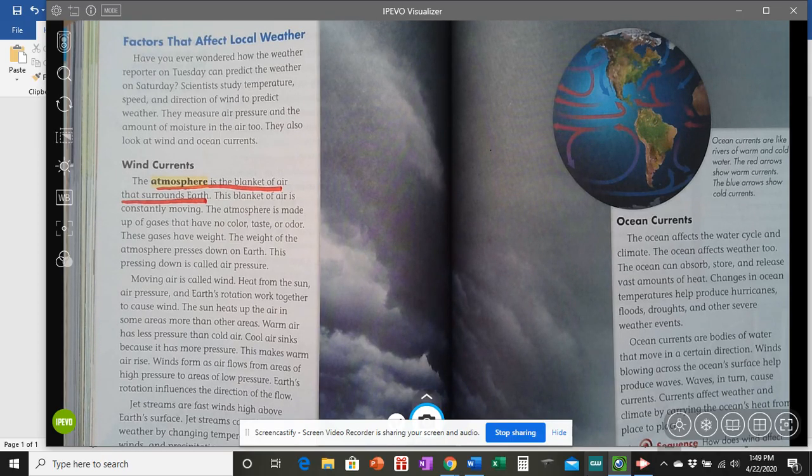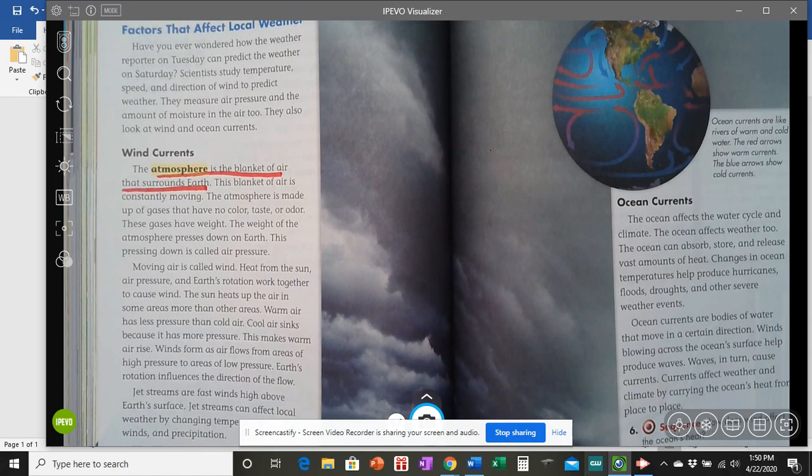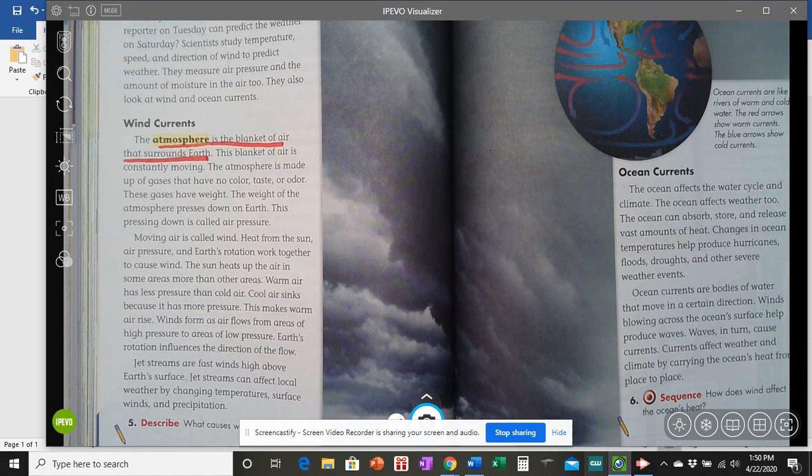Moving air is called wind. Heat from the sun, air pressure, and Earth's rotation work together to cause wind. The sun heats up the air in some areas more than other areas. Warm air has less pressure than cold air. Cool air sinks because it has more pressure. This makes warm air rise. Winds form as air flows from one area of high pressure to areas of low pressure. Earth's rotation influences the direction of the flow.